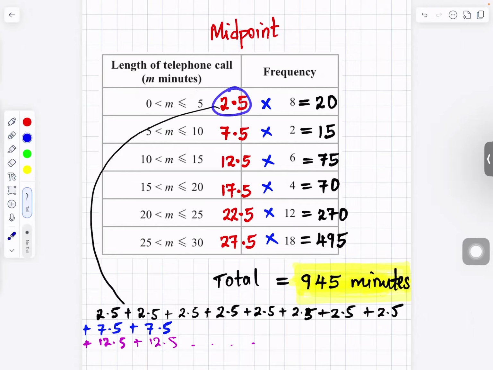The 2.5 minutes, you would have to add it 8 times. So you have 2.5, 1, 2, 3, 4, 5, 6, 7, 8. So adding 2.5 8 times is the same as doing 2.5 times 8. After that, 7.5, you add it 2 times, 7.5 plus 7.5, or you do 7.5 times 2. And then 12.5 times 6, you write 12.5 6 times, add them up. But this is longer. That's why we put it in the table. So your final answer is 945 minutes.